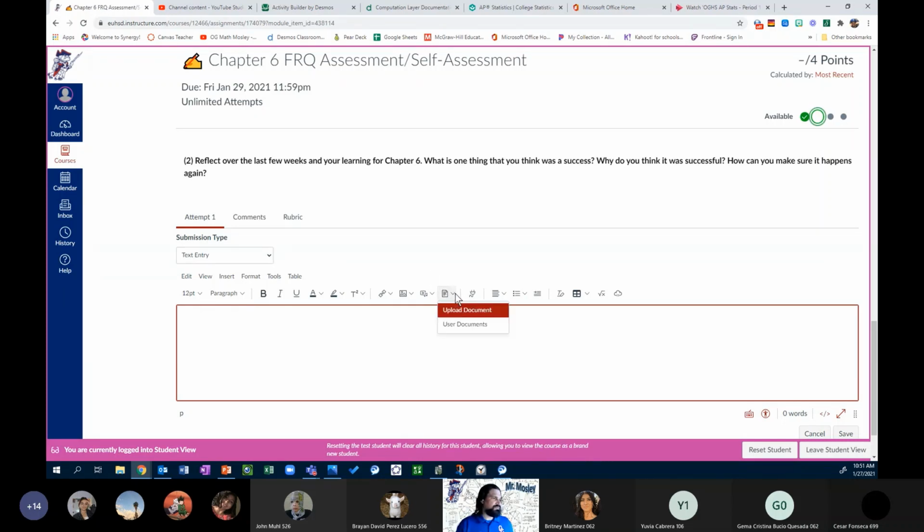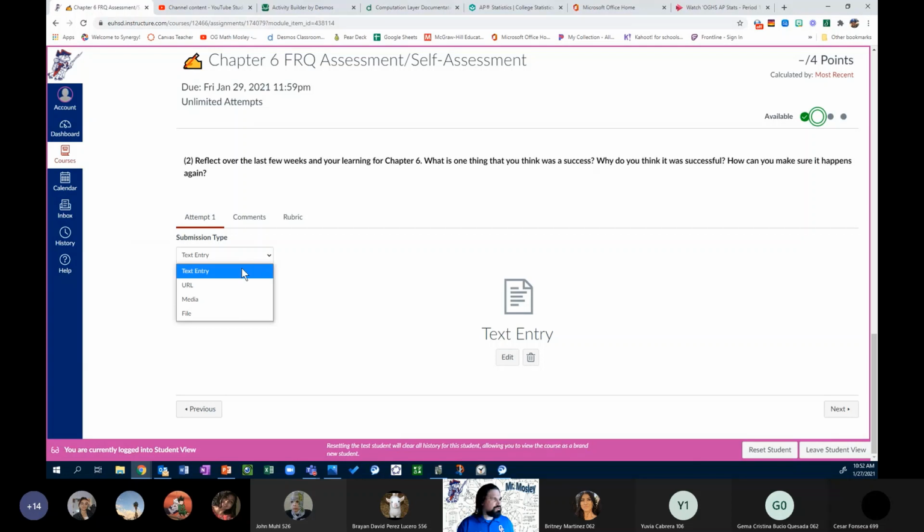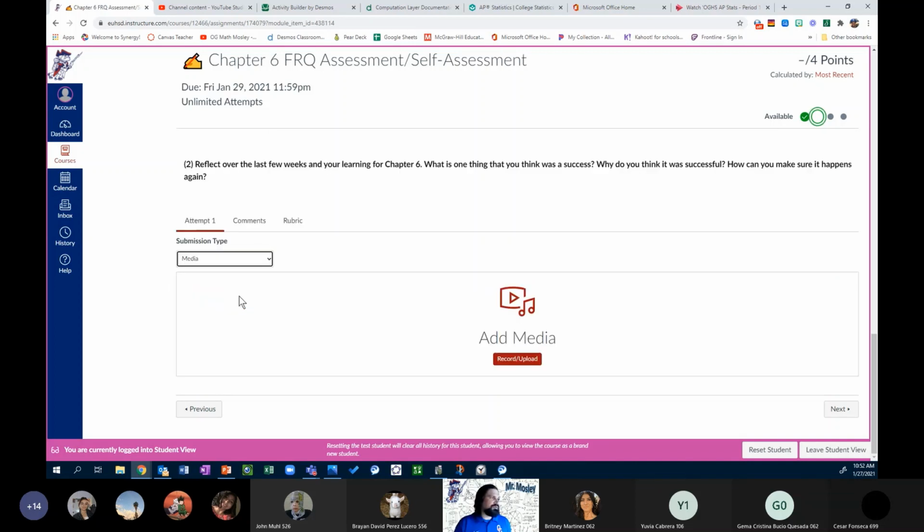You can upload documents, add a link to something, however you want to do that. Text entry has a lot of different options available. If you need help with those, just let me know. You also have the insert tab here. You can also choose to do a URL. So like if you're sharing the link for a Google document or something like that, you can do it this way. You can upload media. So if you want to record yourself answering the questions, you're welcome to do that.